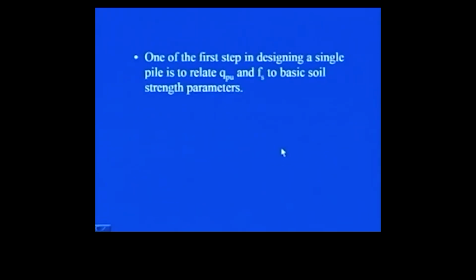So, there are a few points that we must keep in mind. Let us try to see one by one what they are. One of the first steps in designing a single pile is to relate qpu and fs to basic soil strength parameters. See, basic soil strength parameters are what? They are c and phi, shear strength parameters, that is cohesion and angle of internal friction. Depending on what type of soil is present surrounding the pile, the distribution, that this much of the load will be shared by skin friction or this much of the load will be shared by point bearing, will be decided.